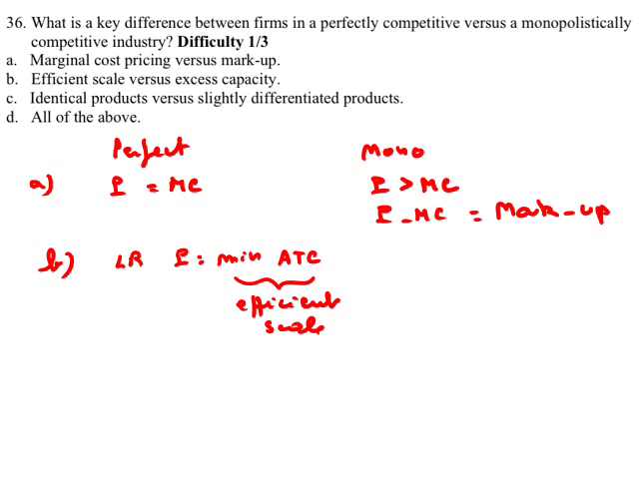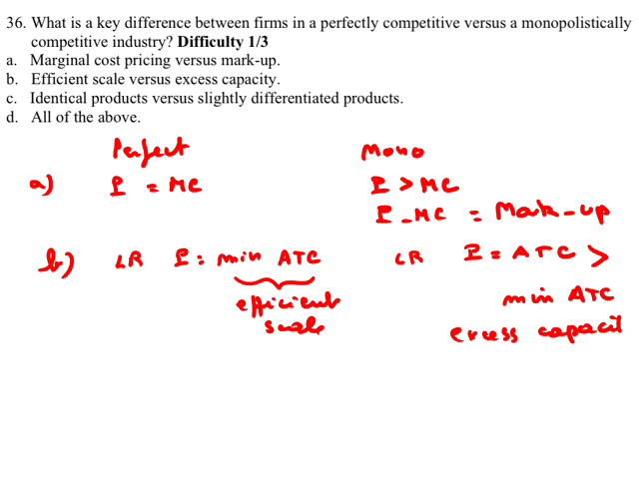Under monopolistic competition, in the long run, the price is equal to ATC, not the minimum ATC, but only ATC. That's why we call it excess capacity, because ATC will be higher than the minimum ATC in this case. The firm is not producing enough to reach the efficient scale, and we call that excess capacity. So B is also okay.